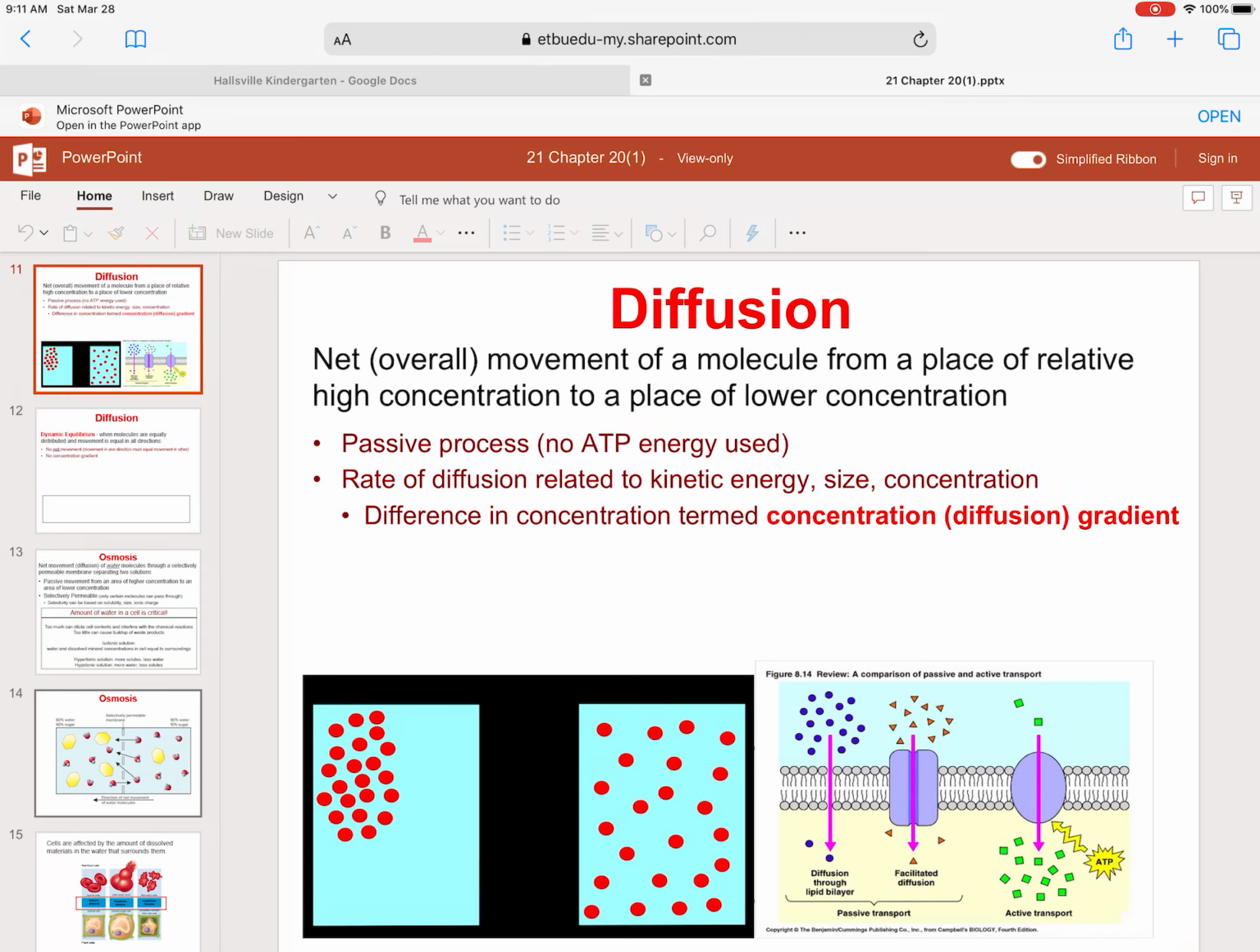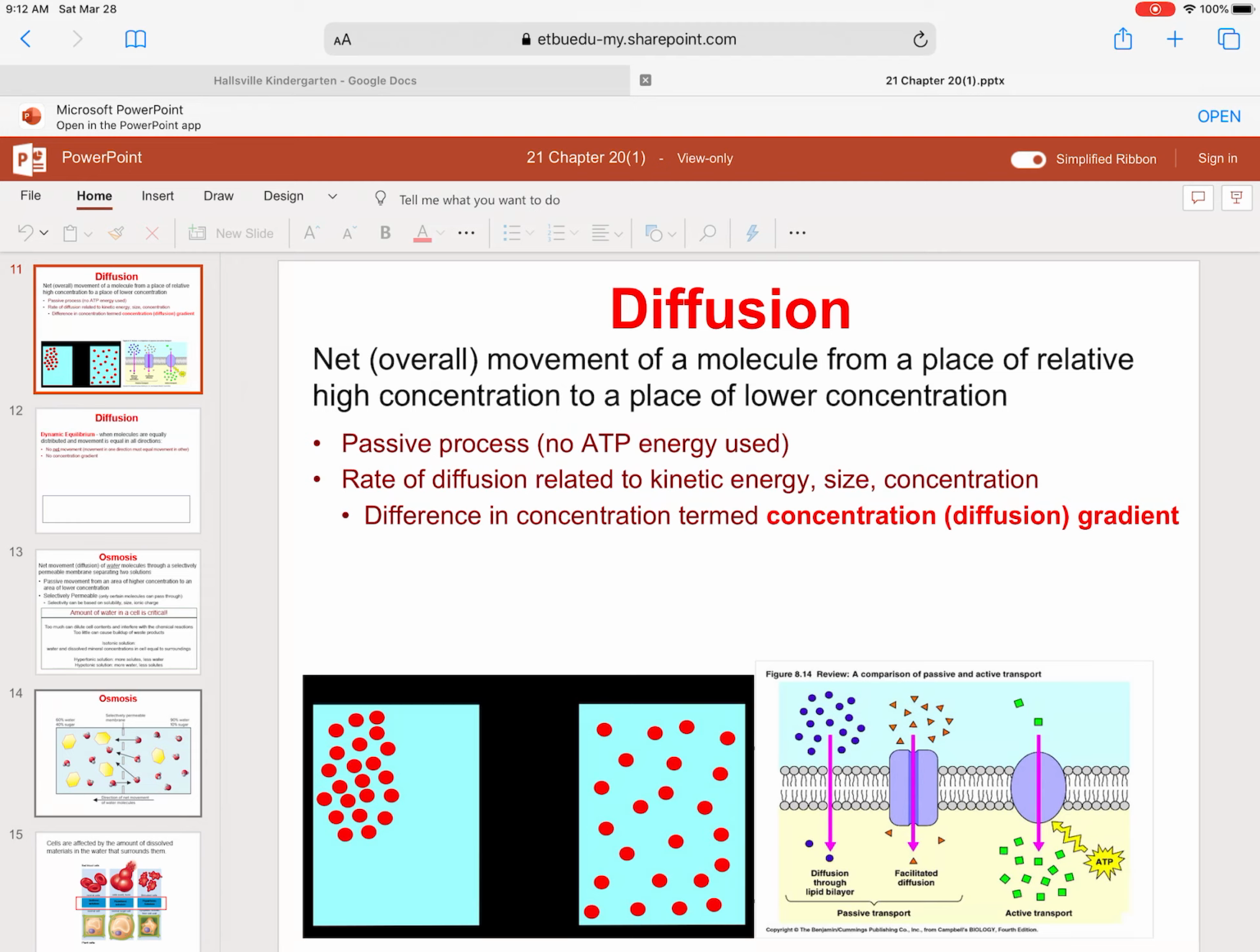And our currency in the cell, the money of the cell, is called ATP. So when something is passive, it means it doesn't need ATP to happen. It's like going across a toll booth. When you go across a toll booth, you have to pay money to get across. The rate of diffusion is related to kinetic energy, the size, and the concentration. So how fast something moves across the membrane depends on how much energy it has, how big or small it is, and the concentration difference. The difference in the concentration across the membrane is called the concentration or diffusion gradient.